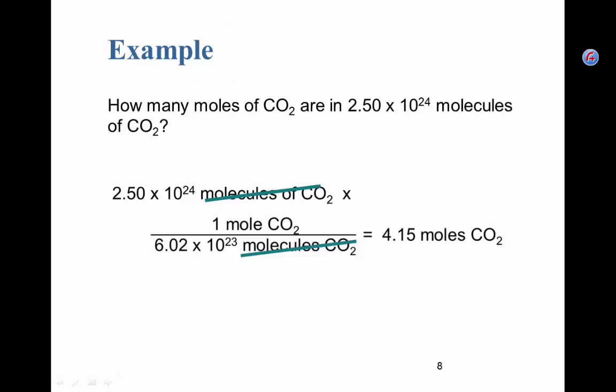Now if I wanted to go backwards, if I wanted to know how many moles of a compound, if I have 2.50 times 10 to the 24th molecules, I'm going to start with my 2.50 times 10 to the 24th molecules, and I'm going to use my conversion factor, but this time I'm going to put molecules on the bottom so that they cancel, and 1 mole on the top. So I'd be taking 2.50 times 10 to the 24th divided by Avogadro's number, and since I had 3 significant figures to start with, I would have 3 in my answer.